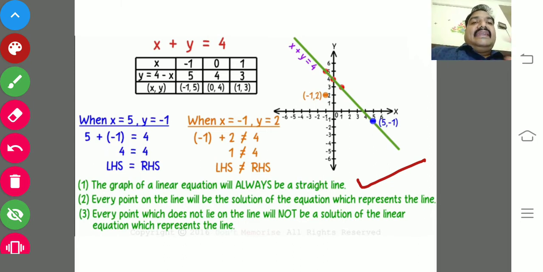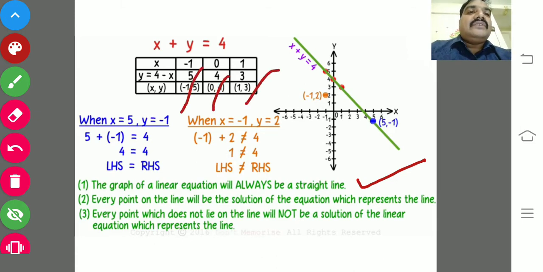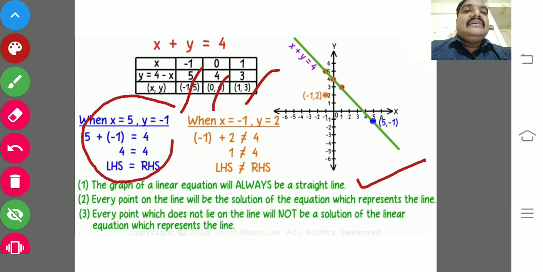It's okay. And every point on the line will be a solution. So if you take anything, how many solutions have we got? Minus 1, 5 and 0, 4 and 1, 3. Whichever you take, minus 1, 5 or 0, 4 or 1, 3, you will get a satisfied linear equation.